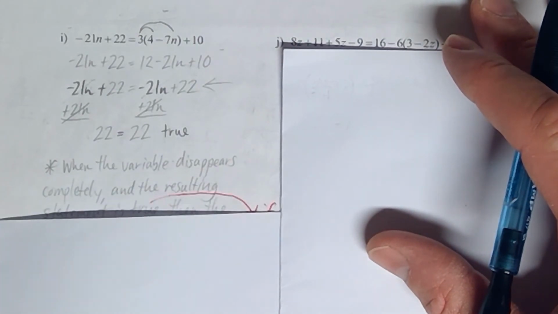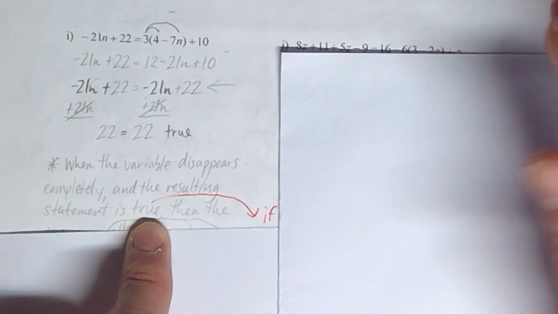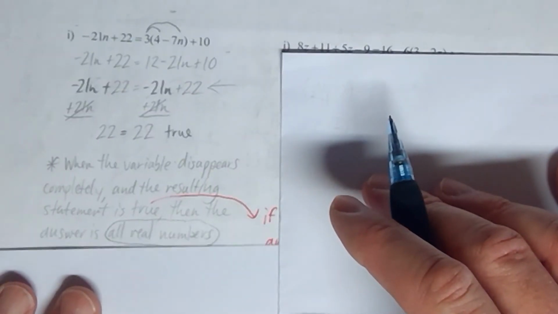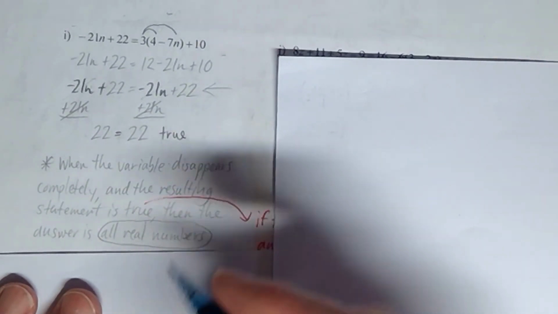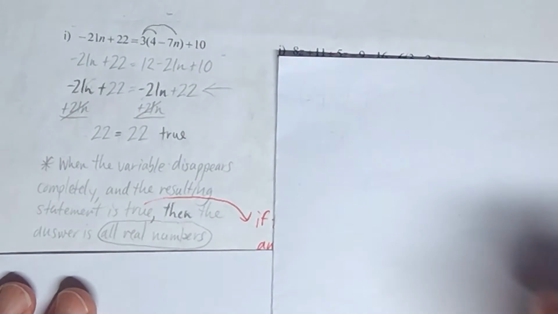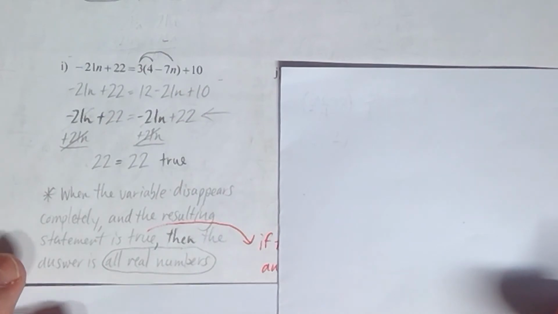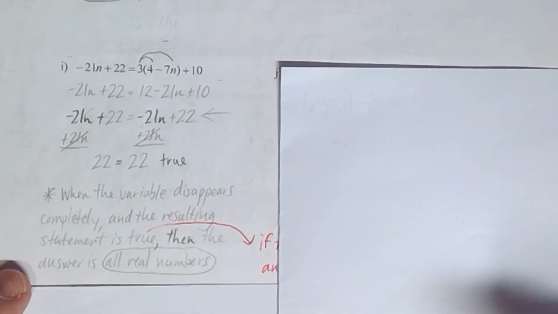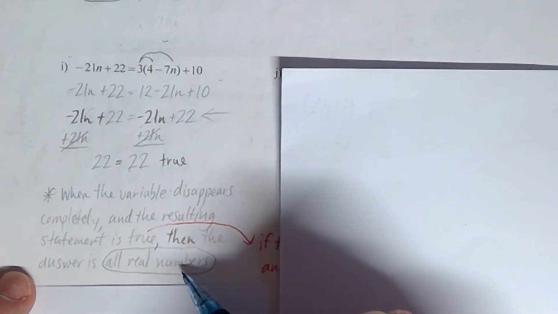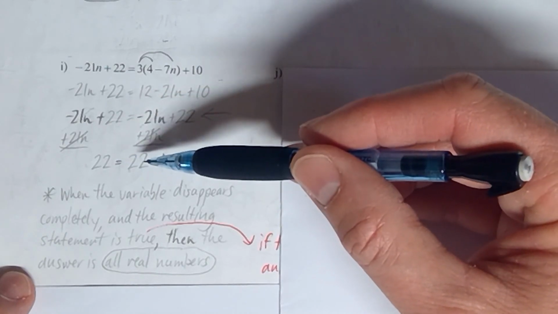When the variable disappears completely and the resulting statement is true, (on the next problem it'll be false, that'll be a different answer), the answer is all real numbers, meaning every number in the world, at least every number that we're looking at here in Math 51. You'll see what we call imaginary numbers in Math 71, but in Math 51, if I say all real numbers, that's every number in the world as far as what we know about numbers at this point. So every number in the world is a solution to this. That's what happens when the variable disappears and you get something that's true after that.